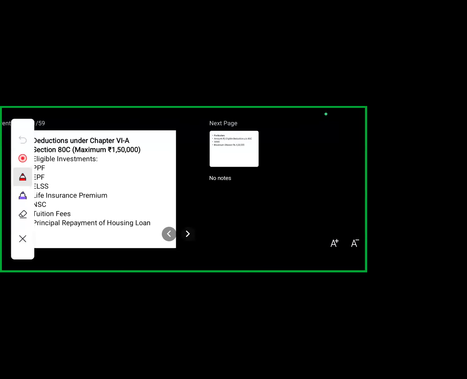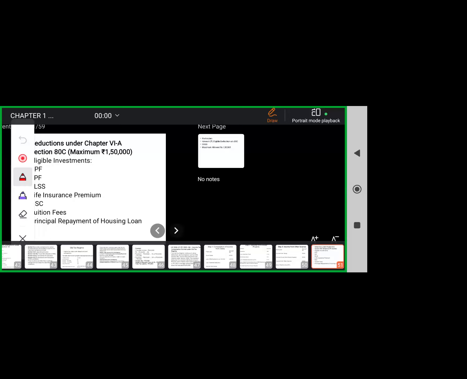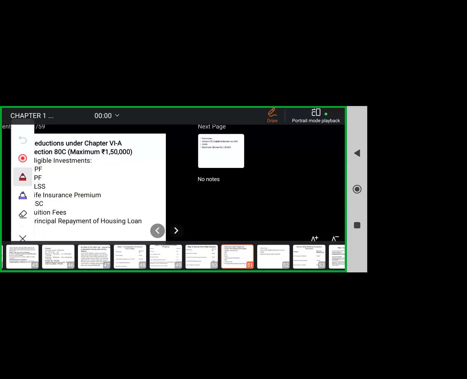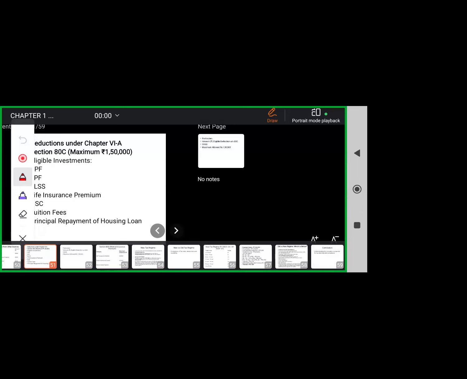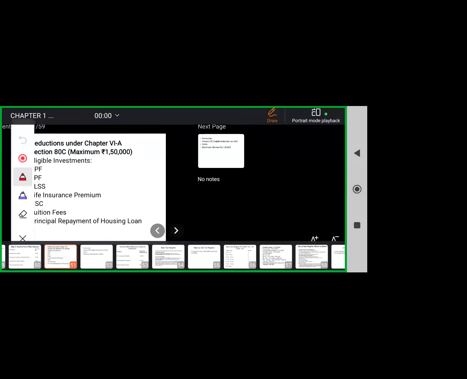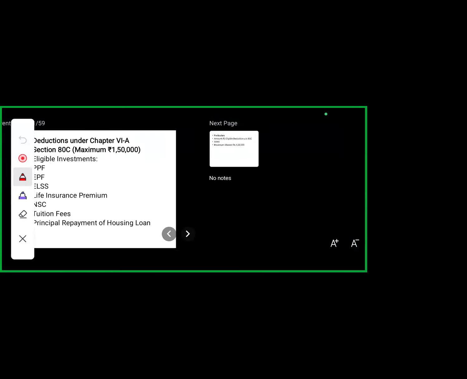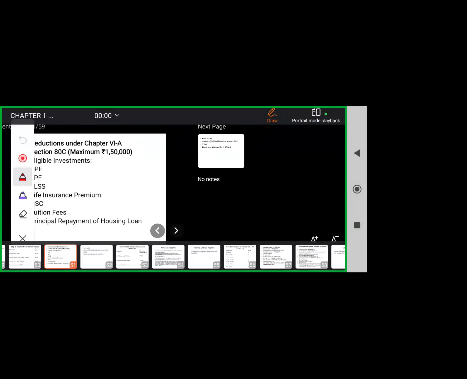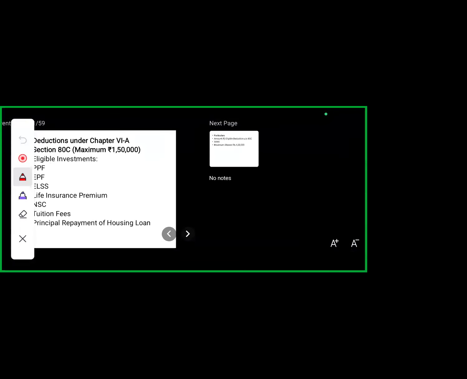Is it right? ELSS. What is the long form? ELSS. बोलो. आपको बोलना पड़ेगा। नहीं बोलोगे तो कैसे चलेगा?